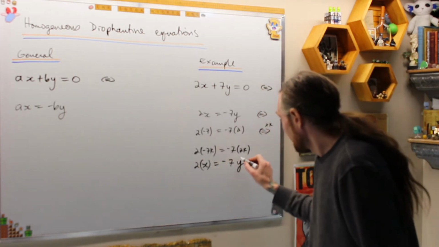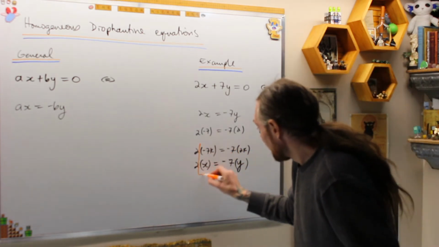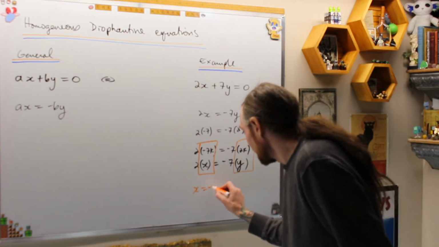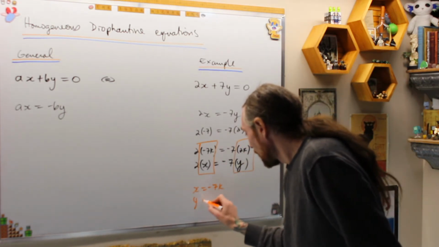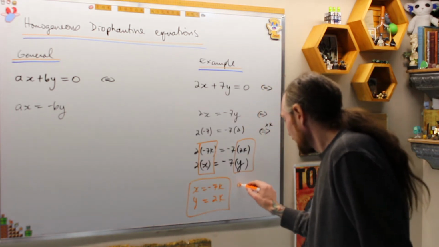So what does that tell me? If I match this in brackets and match vertically, this tells me that this one is equal to this, and so x is equal to negative 7k and y is equal to 2k. These are the infinitely many solutions.